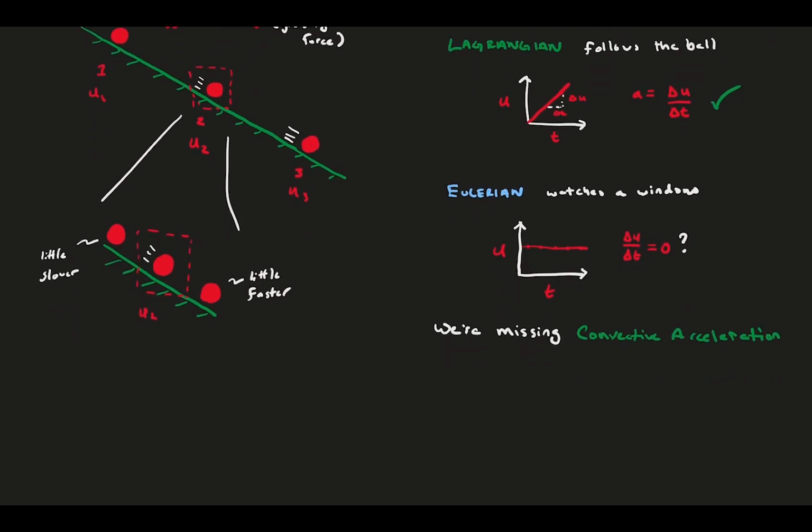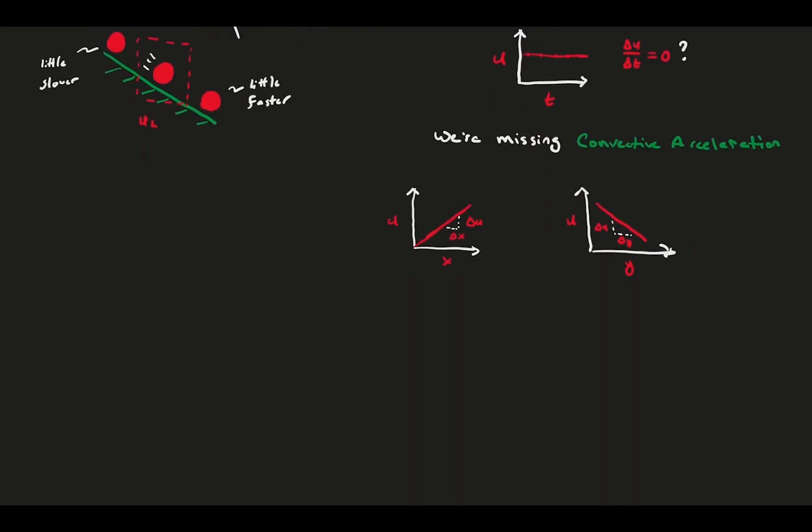Let's add 2 more graphs to consider how the ball accelerates as it moves through space. If we were to plot the ball's velocity as a function of x and y, we would see that it does change. As the ball moves to the right, it speeds up, and when the ball's y location decreases, which means it goes down the hill, it also speeds up. These lines have a slope delta u over delta x or delta u over delta y. Let's do some fancy math tricks to get things in the right units.